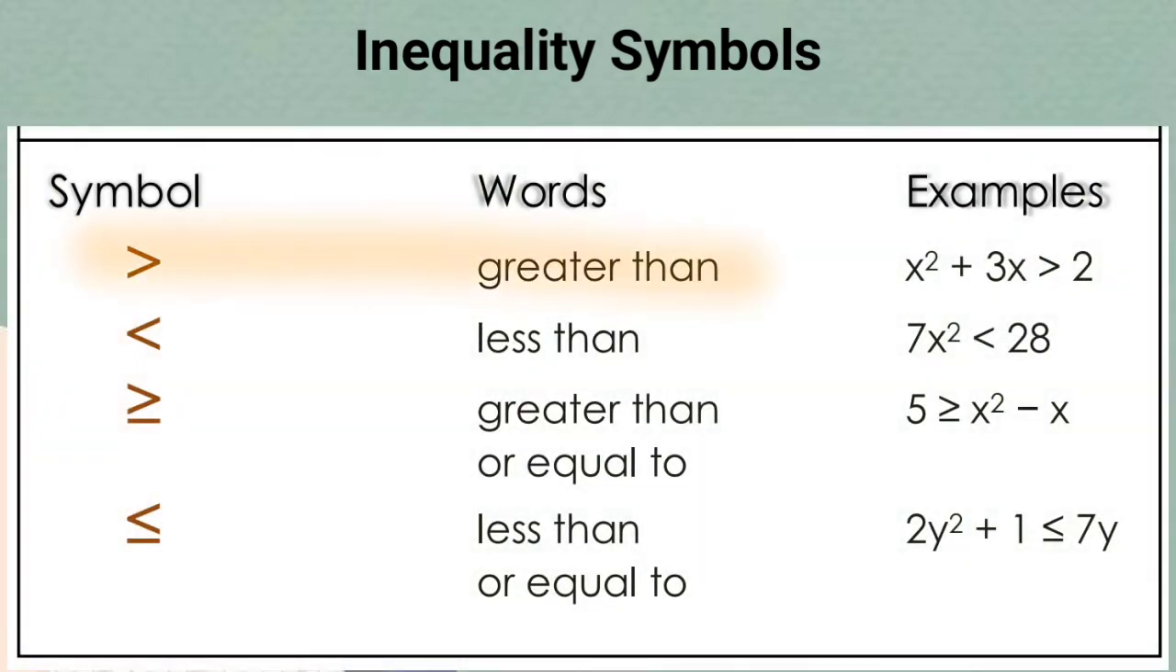Now, in solving quadratic inequalities, we need to remember these symbols: greater than, less than, greater than or equal to, less than or equal to. And here are some examples of quadratic inequalities. x squared plus 3x greater than 2, 7x squared less than 28, 5 is greater than or equal to x squared minus x, 2y squared plus 1 is less than or equal to 7y.